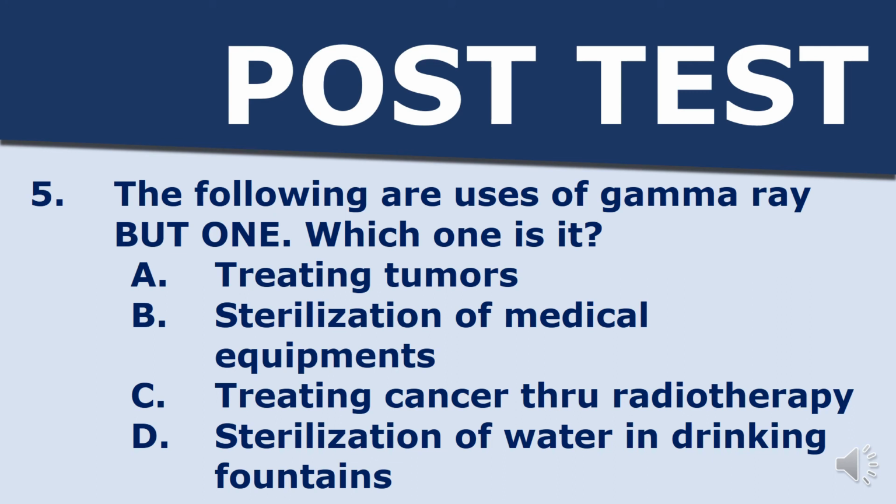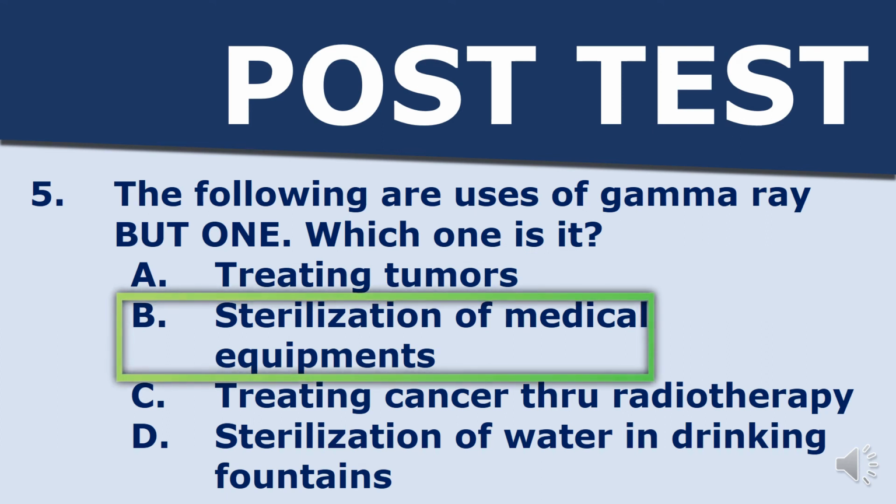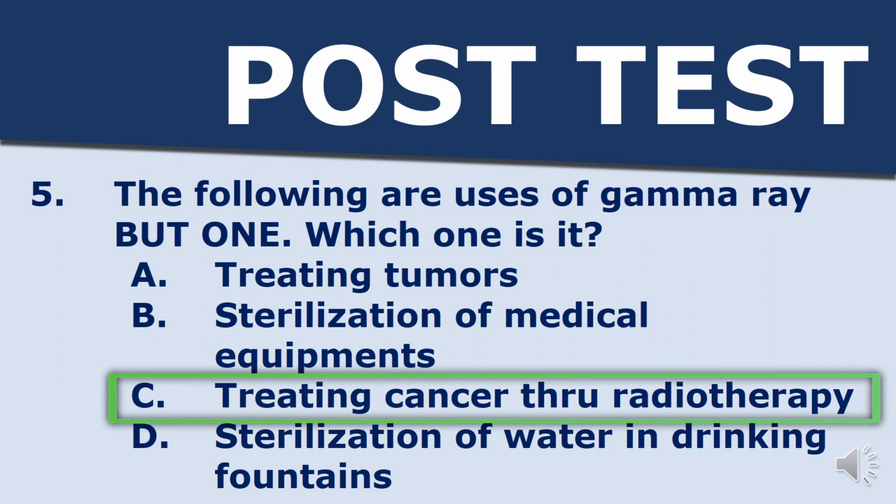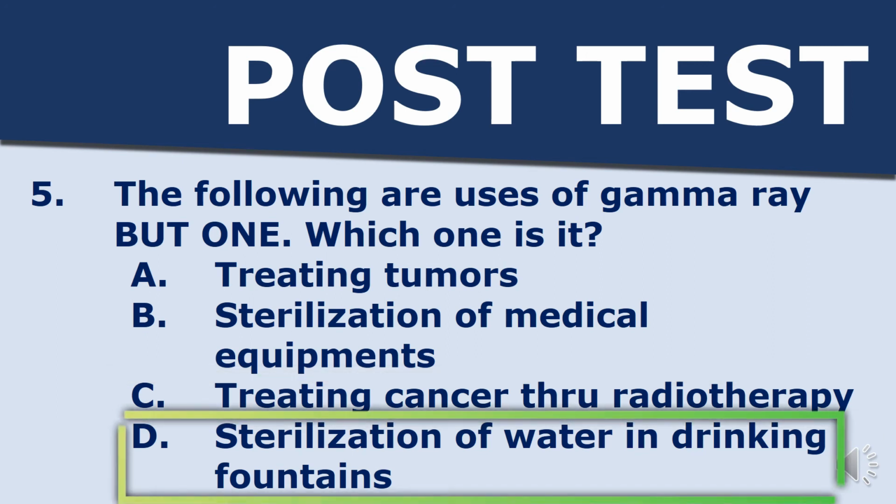Number 5. The following are uses of gamma ray but one. Which one is it? A. Treating tumors. B. Sterilization of medical equipments. C. Treating cancer through radiotherapy. D. Sterilization of water in drinking fountains.